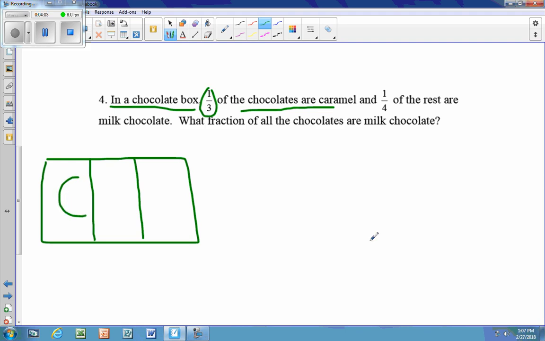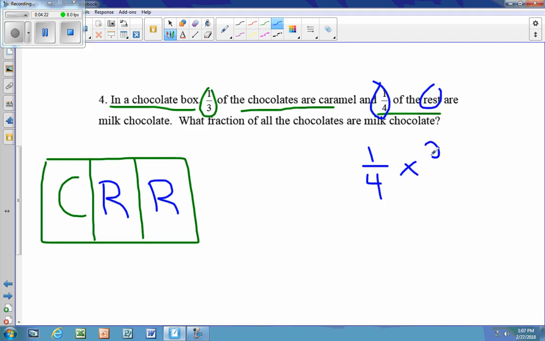Then it says 1/4 of the rest. So I need to know that this is the rest. So if I am finding 1/4 of the rest, the R's, that's 2/3. So 1/4 of 2/3, that will give me my milk chocolate section. So we're going to go through this and we're going to split this into fourths.